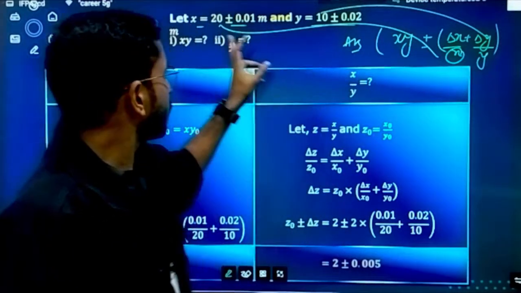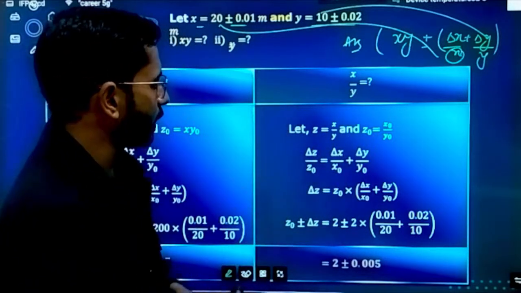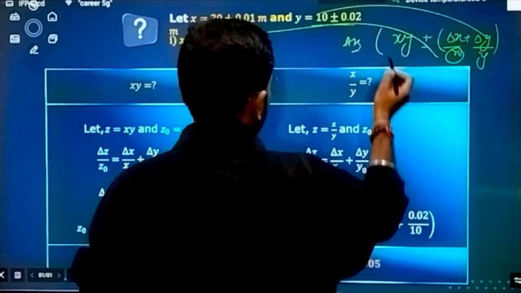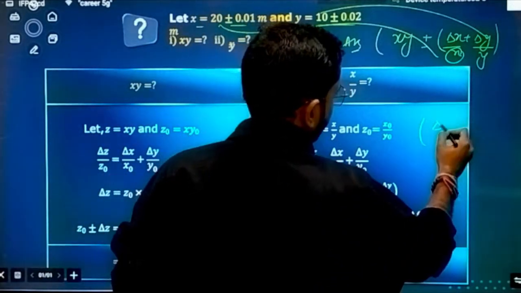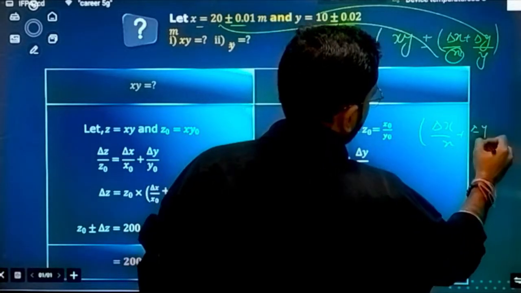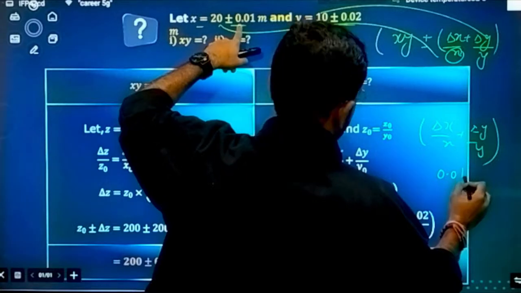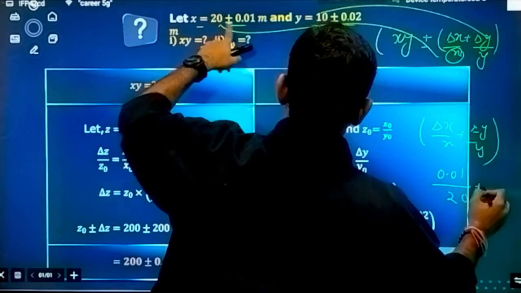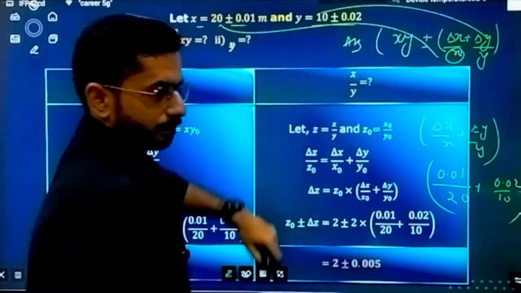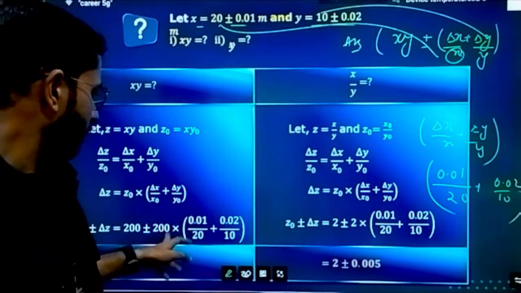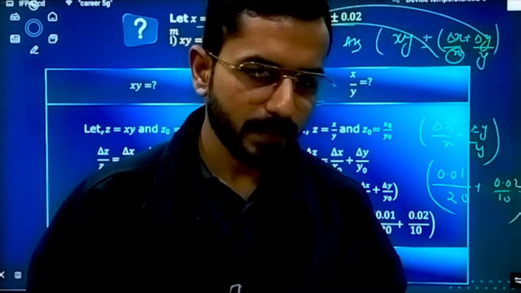Absolute value just divided, 20 divided by 10, it will be 2, and the errors will just be added up. And I think the value here is given wrong. You will be calculating it. The errors will be calculated as delta x by x plus delta y by y. Delta x is the error part, that means 0.01 divided by x, which is 20, plus the y term 0.02 divided by y, which is 10. Correct? Here I guess there is a calculation mistake. You can calculate it on your own, a basic calculation. Clear?